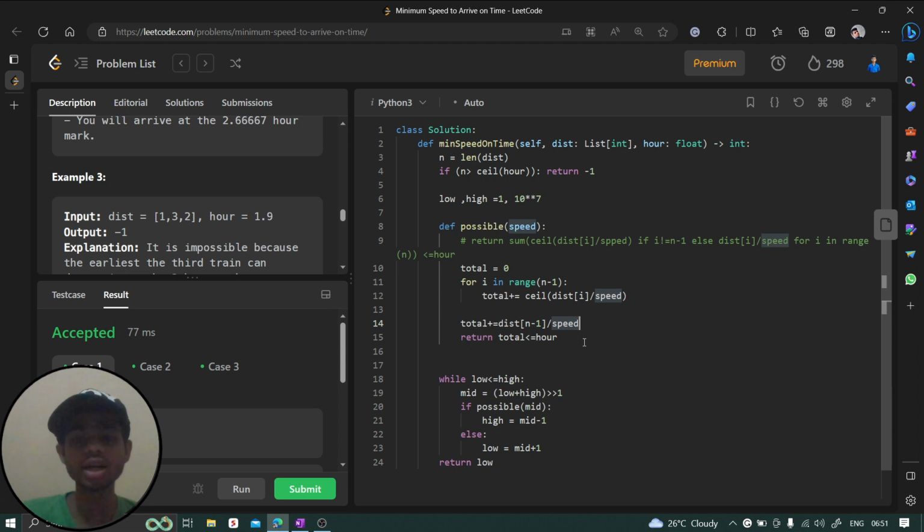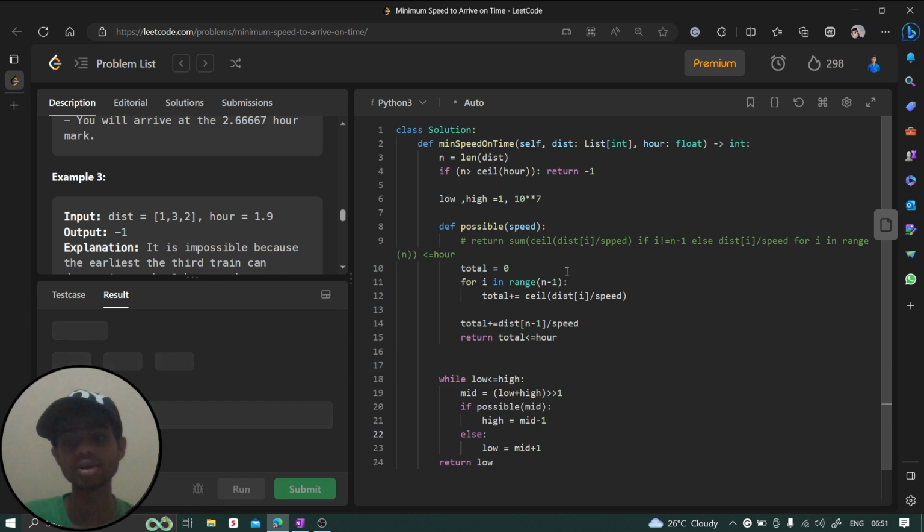And after that is done, I'm just checking whether my total, which is nothing but the time taken when all the trains were running at this speed, is less than our hour, the given hour. If it is, then we can say directly we can reach the office, so return true. But if it is not less than that particular hour, return false. So the same thing we are doing here. So I hope it makes sense. So let's try to submit this code and see whether it's working fine or not. Let's see that part, right?